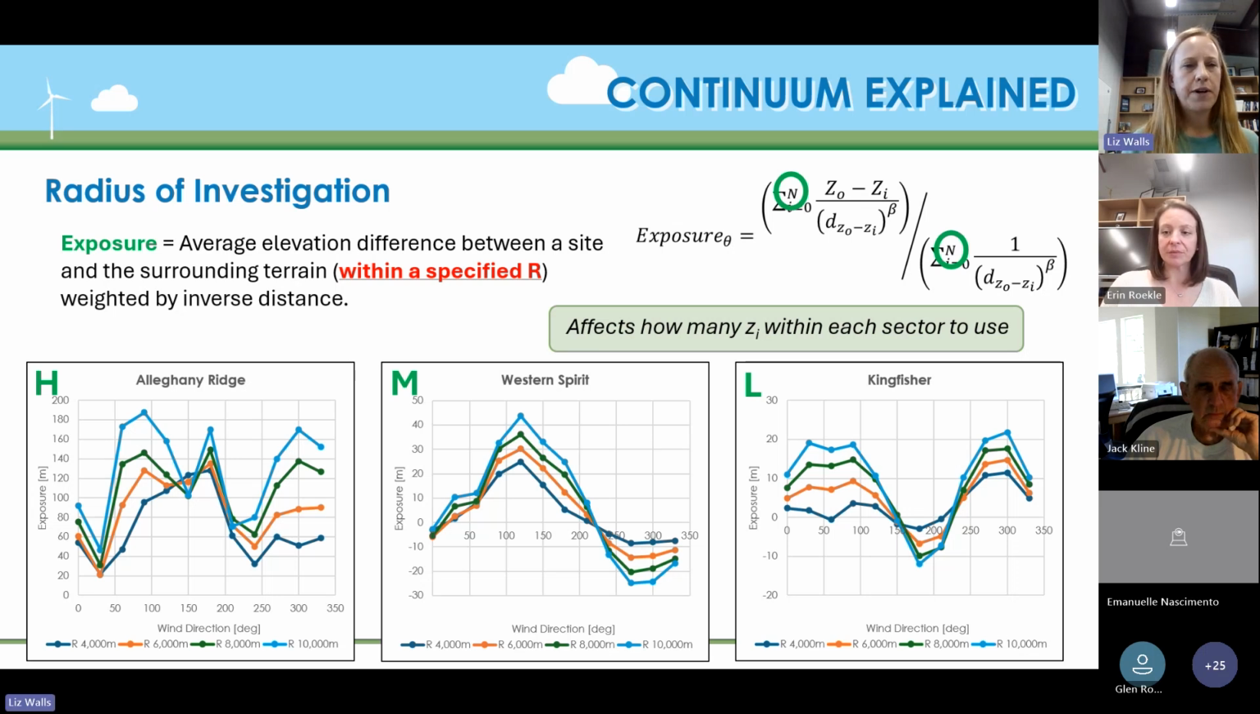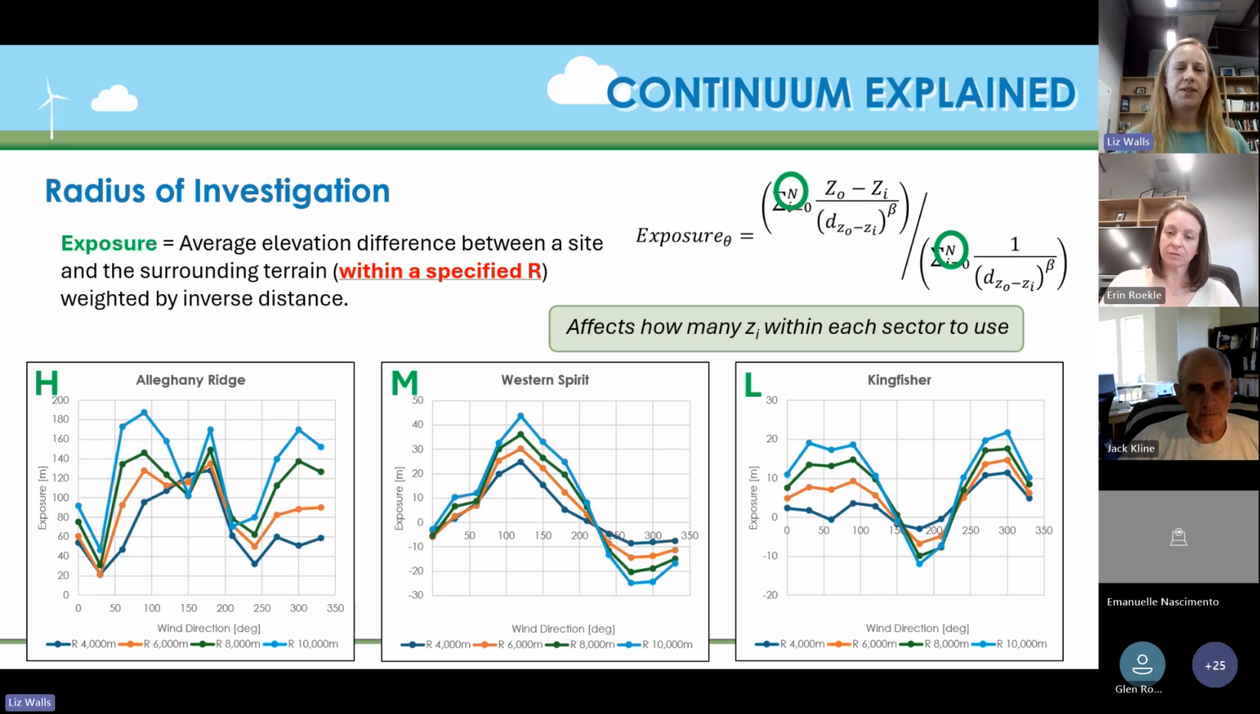So here are the results from the Allegheny Ridge site. We were varying the radius of investigation from 4,000 to 6,000, 8,000, and 10,000 meters, so 4 different settings. And we can see that generally the trends are very similar using the 4 different radii, but the magnitude using the higher radius is greater than the others. But generally, we're seeing the same trend increasing, decreasing as you move along the wind direction sector or move along the wind rows.